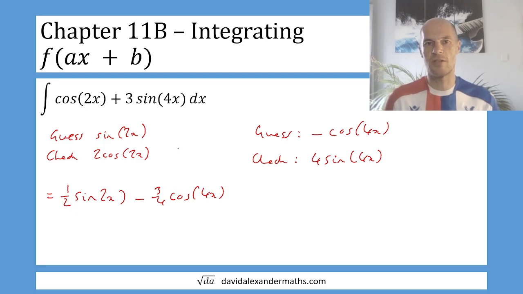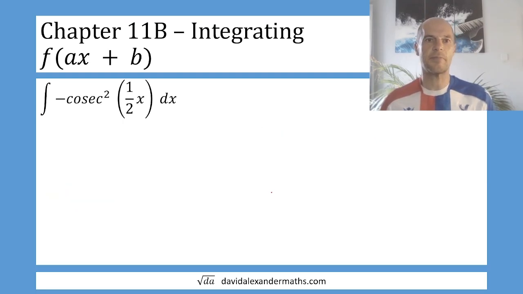3/4 times 4 gives us that 3, and minus cos goes to sine. And of course, plus the c. Okay, so with this one we need to be thinking what differentiates to cosec squared, and that is cot. So my guess will be the cot of 1/2 x.